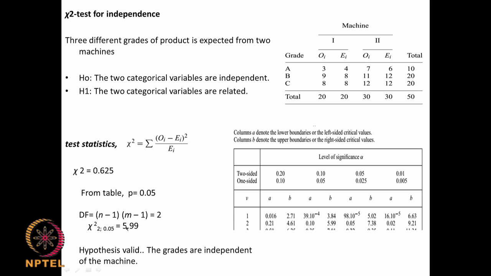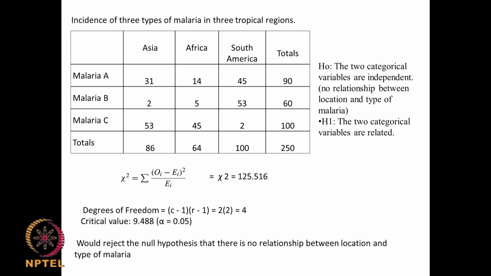So, the table value is 5.99, the test is 0.625. So, the null hypothesis cannot be rejected. So, the grades are independent of the machines, okay. Very nice problem. Okay, let us look at another situation.